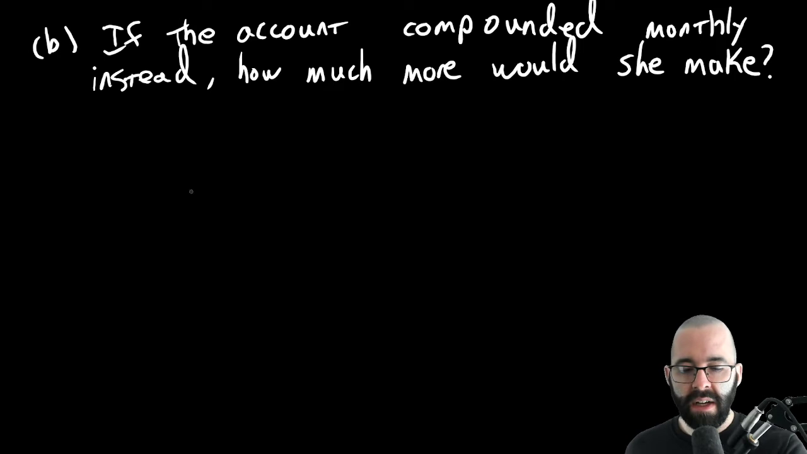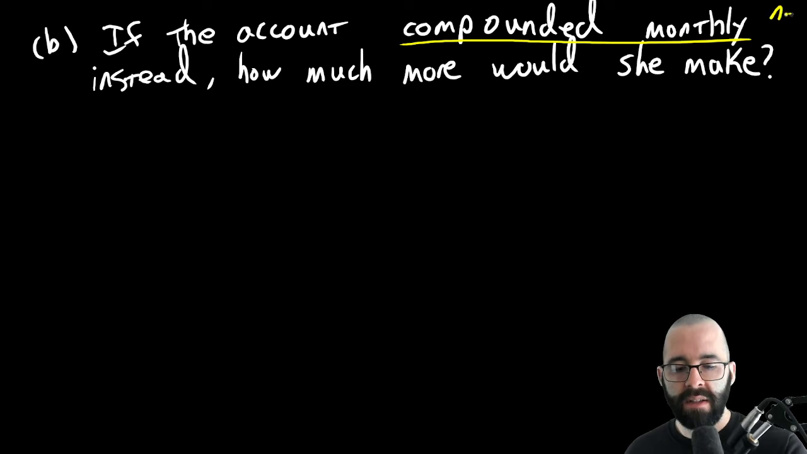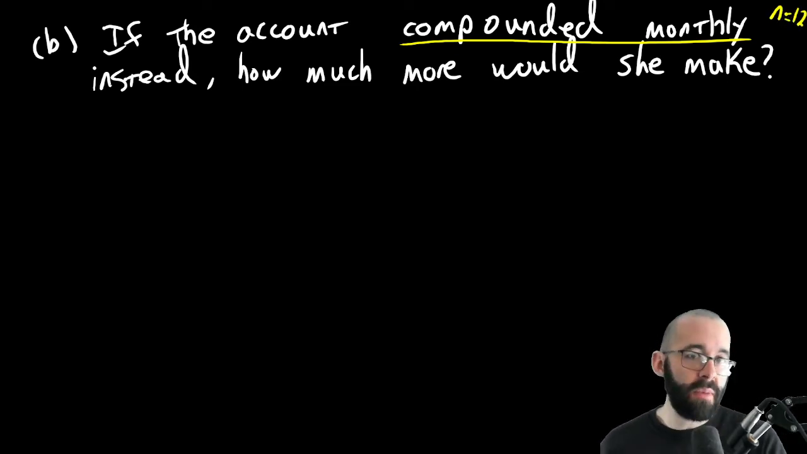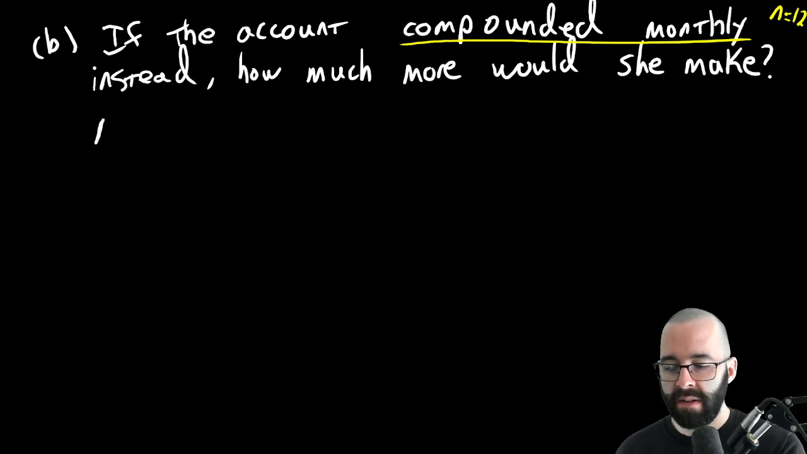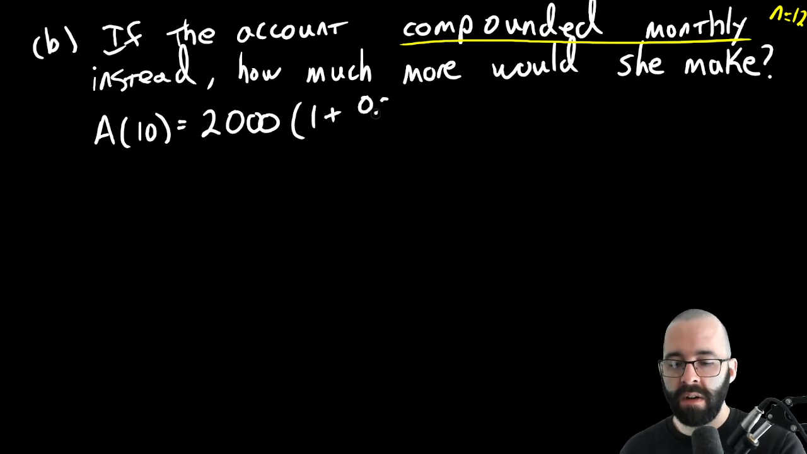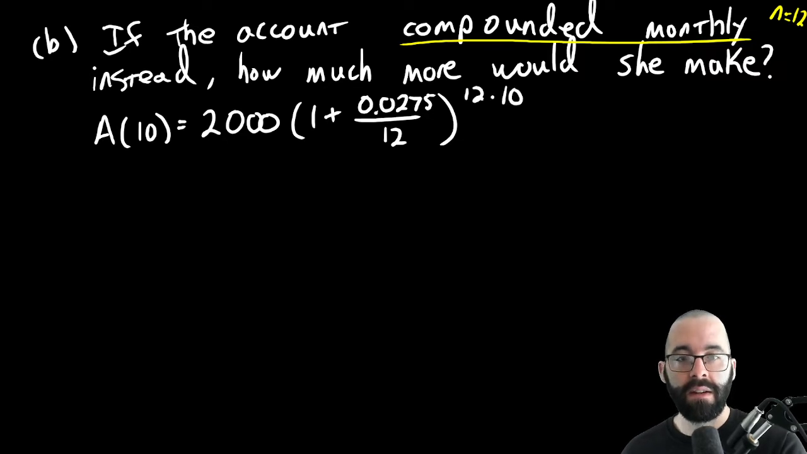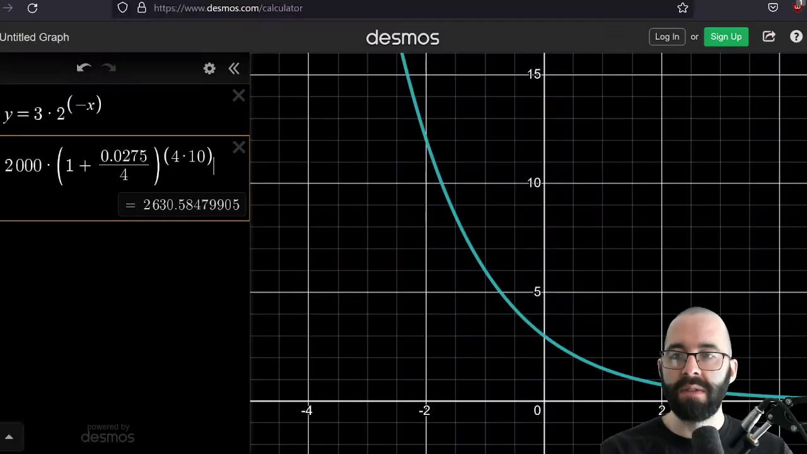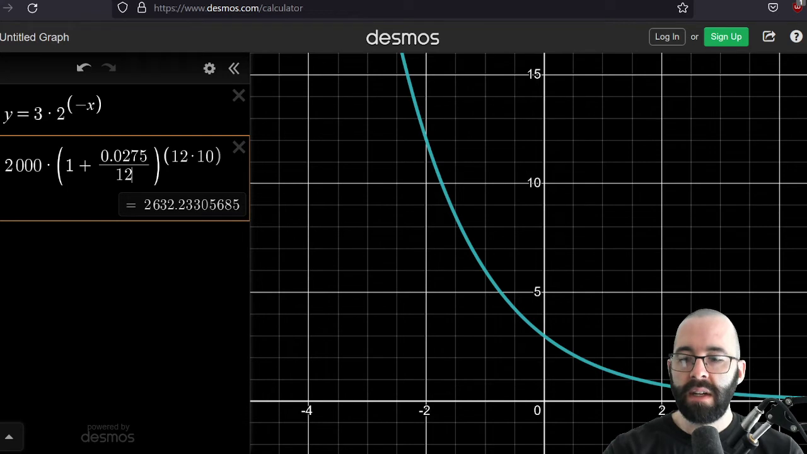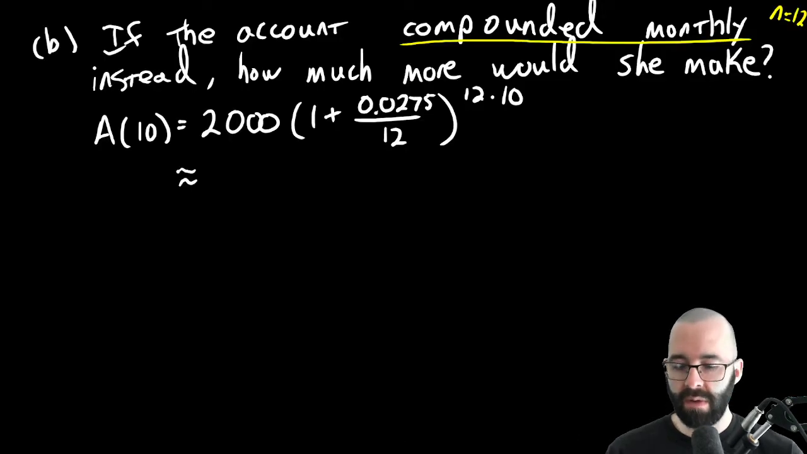So let's just compare. The only difference is, this is almost the same formula. The only difference is that now n is equal to 12. It's every month, so that's 12 times in a year. Again, we'll look at A of t. That's still 2,000 times 1 plus r over n. Now n is different, and so is the nt. Using almost the same exact formula, we'll type it into Desmos. This is now 12 instead of 4, and this is now 12 instead of 4. $26,332.23.